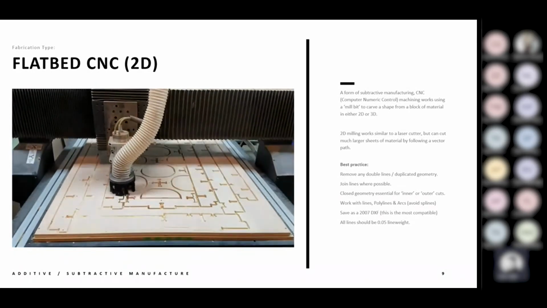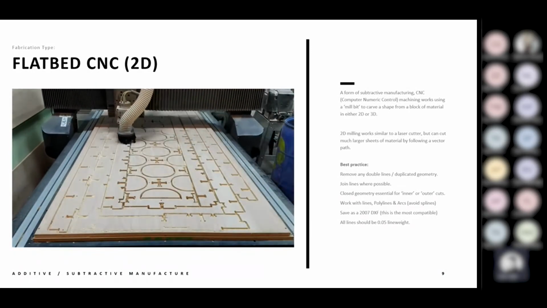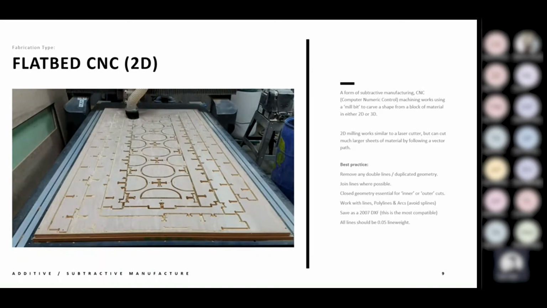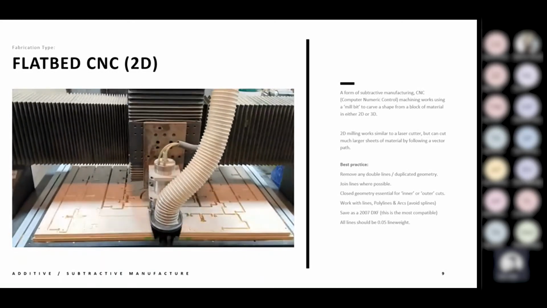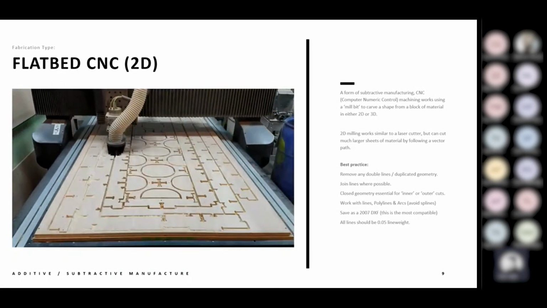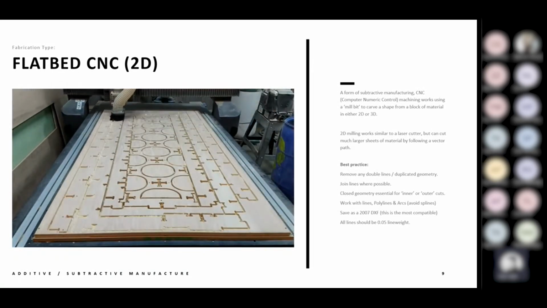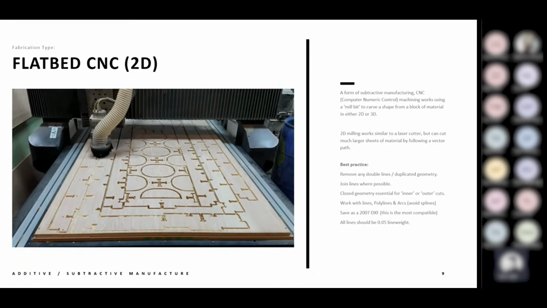As before, work with lines, polylines, and arcs. Always avoid splines, especially with CNC. Lines should be 0.05 line weight. I don't think it actually does matter too much for the CNC, but most places will say either 0.05 or 0.01. And again, 2007 DXF is fine.